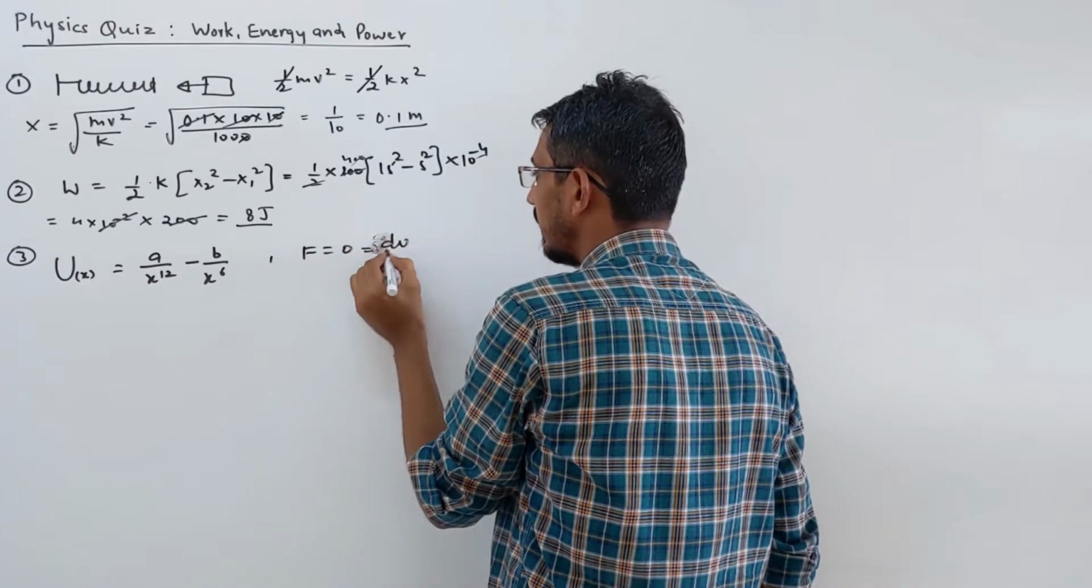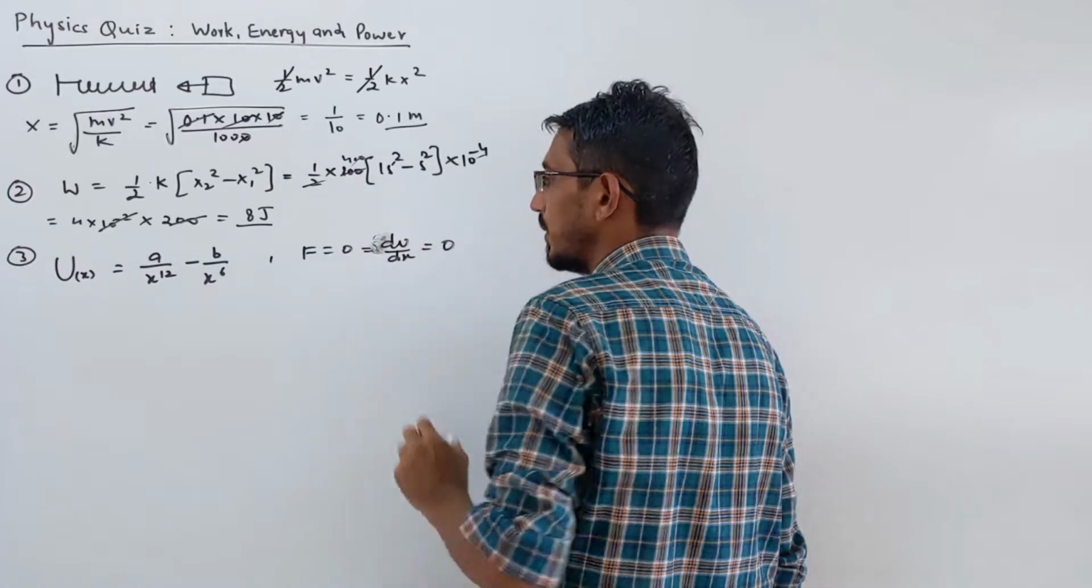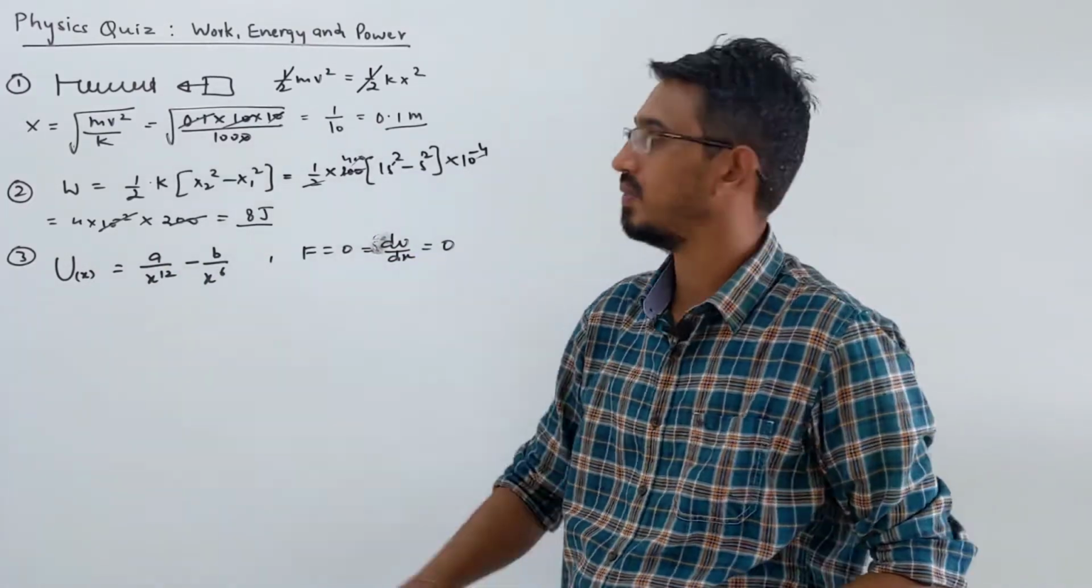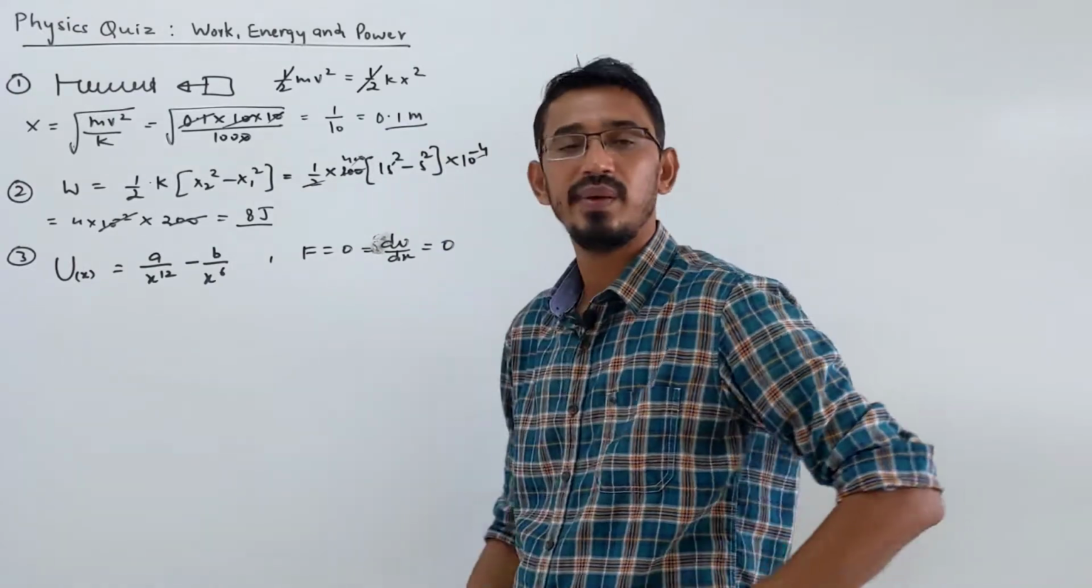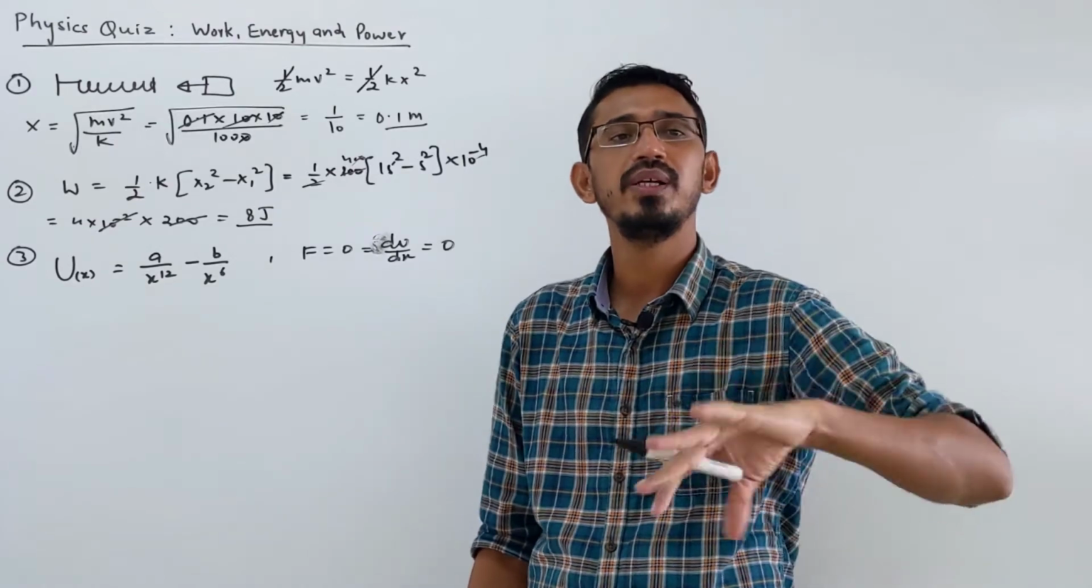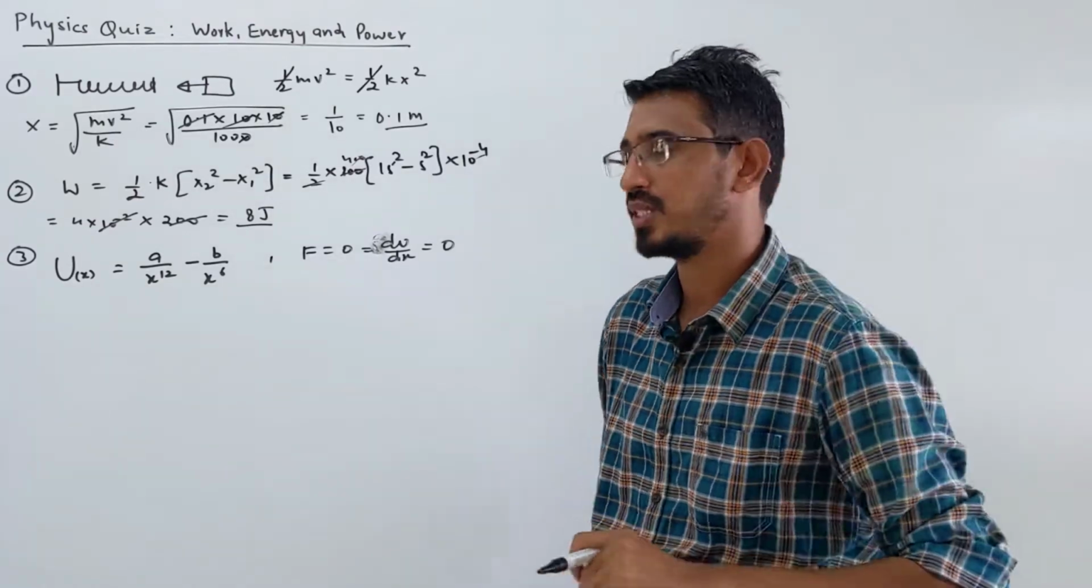So you can write du by dx equals what? That should also be 0, right? We have to differentiate the potential energy and equate it to 0. We will get the condition, we will get the x, the distance at which it will be in equilibrium. Then what type of equilibrium is it? Stable, unstable or neutral. Then we double differentiate and find out, right? All these things I have discussed with you.